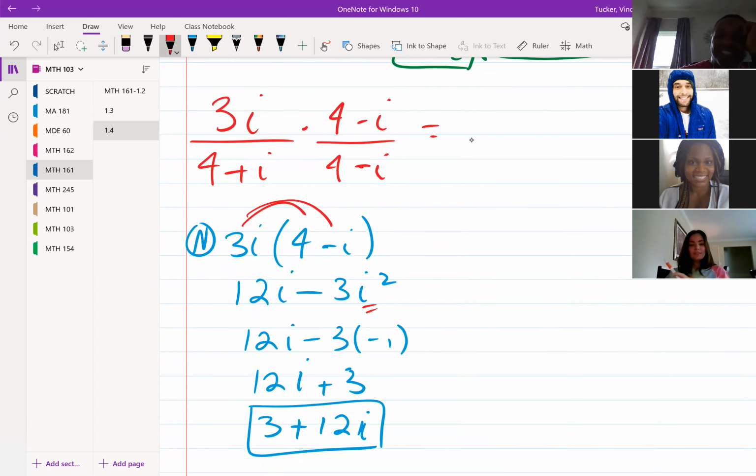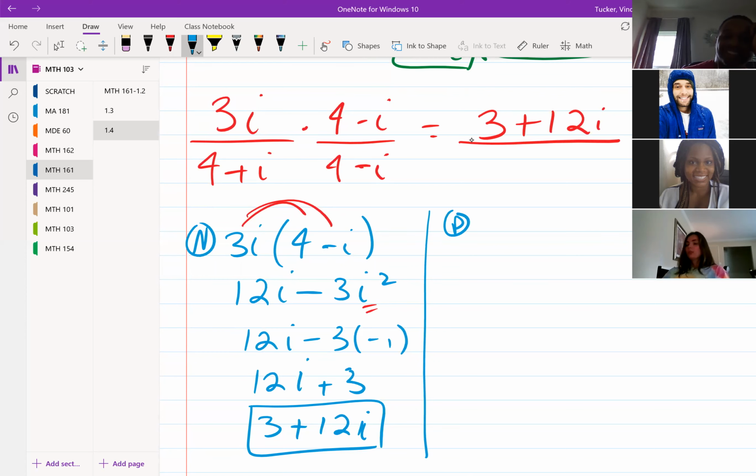So our numerator is 3 plus 12i. So the denominator, that's 4 plus i times 4 minus i.